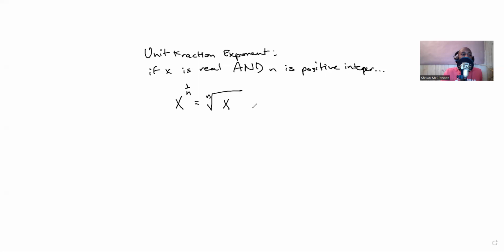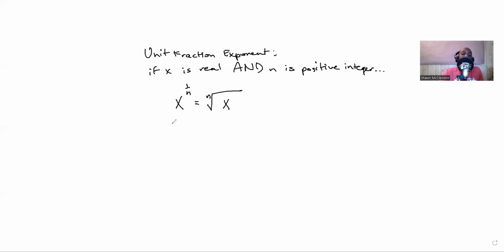Okay, I'm kind of getting ahead of myself a little bit here. So anyway, let's just keep it here. If x is real and n is a positive integer, then x to the 1 over n power is the same thing as the nth root of x.